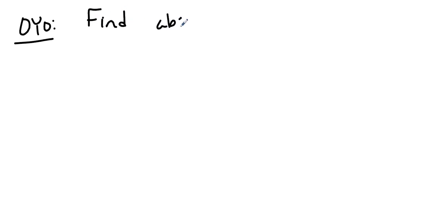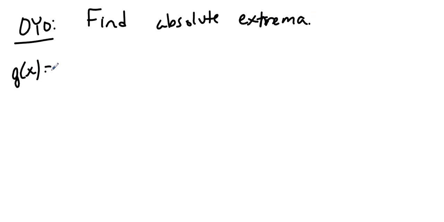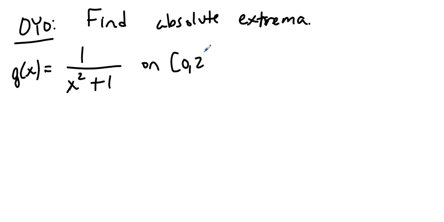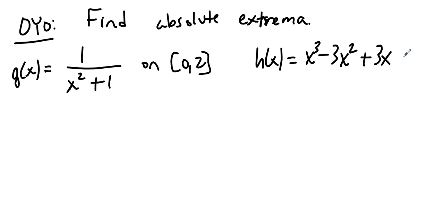Find the absolute extrema, both for g of x equals 1 over x squared plus 1 on the interval from 0 to 2, and for the function h of x equals x cubed minus 3x squared plus 3x minus 2 on the interval from 0 to 3. We should talk about those when we gather. I'll see you then.